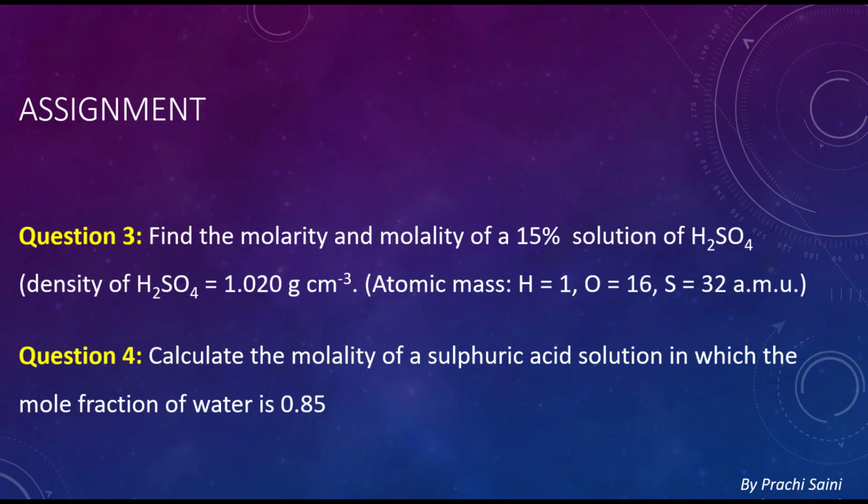Density of H2SO4 equals 1.020 grams per cubic cm. Atomic mass: H equals 1, O equals 16, S equals 32 amu. Question 4. Calculate the molality of a sulphuric acid solution in which the mole fraction of water is 0.85.